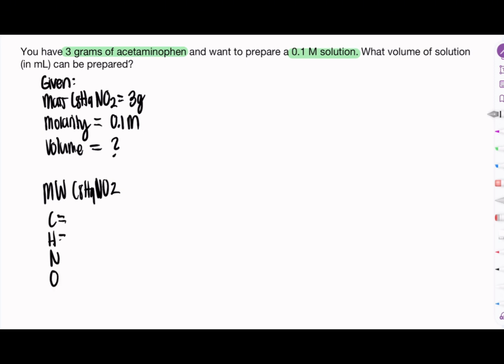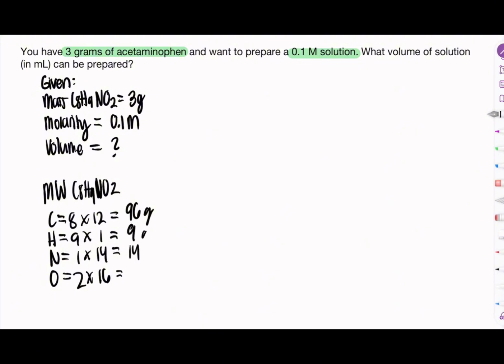How many carbons do we see in the compound? It's 8. Hydrogen is 9, nitrogen is only 1, and oxygen is 2. Times 12, 1, 14, 16. So 8 times 12 is how much? It's 96. Hydrogen is 9. 14 is 14, of course. And 2 times 16 is 32.